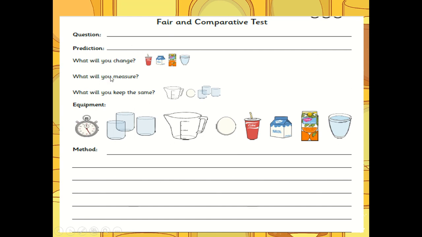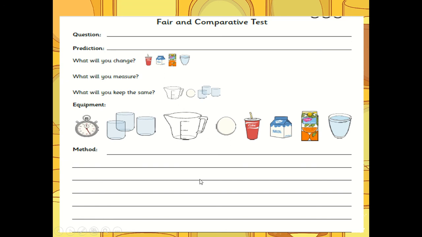And then what we're going to measure. So it's more of an observation. We're going to see how the liquid affects the shells of the eggs. And then what will we keep the same? And then write a brief method. Okay, so this sheet will be in your portfolio for you to fill in, and we will go through it in tomorrow's Zoom as well and set up the experiment.